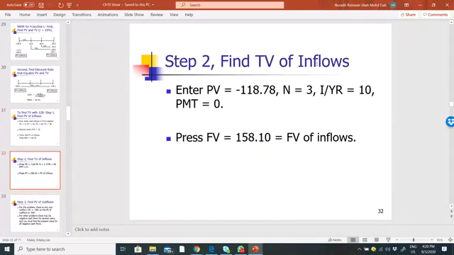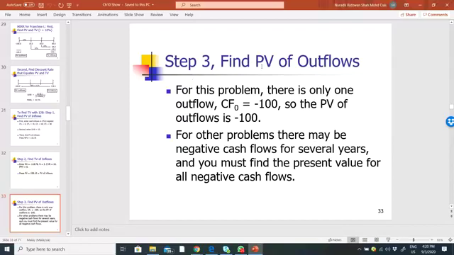Step 2, find the terminal value of inflows. Enter PV equal to negative 118.78, N equal to 3, I equal to 10, payment equal to 0, then press future value. You get 158.1, the future value of inflows. Step 3, find the present value of outflows. Here there is only one outflow, which is negative 100.